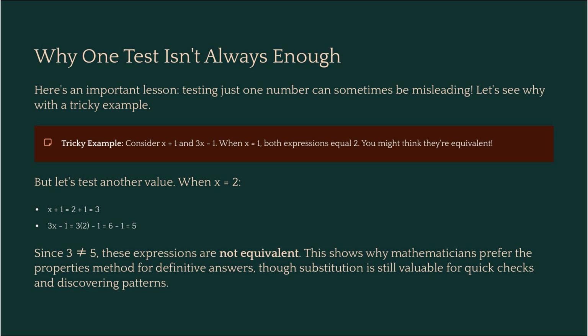So why can't we stop after just one test? Imagine you had x plus 1 and 3x minus 1. If you test x equals 1, both expressions equal 2. It looks like they are equivalent, right? But if you test x equals 2, the first expression gives you 3, but the second one gives you 5. Since we found one number that produces a different result, we know they are not equivalent. This is why simplifying with properties is the only true proof.